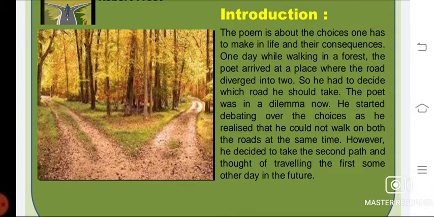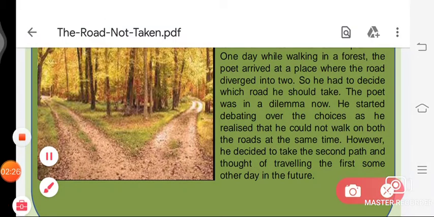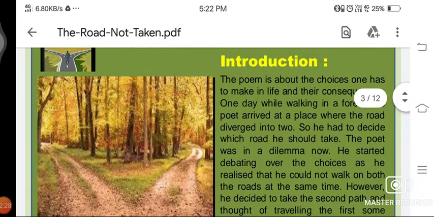Firstly, we think that we choose right, but it takes a very long time to judge whether our choice is right or wrong. This is what the poet is trying to say in this poem. And so we read it. The poem is about the choices one has to make in our life and their consequences.